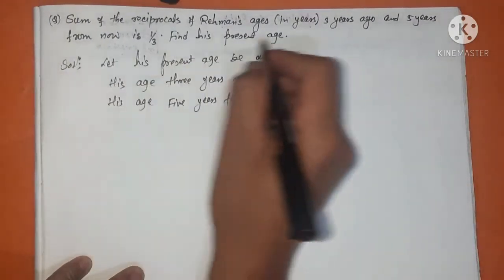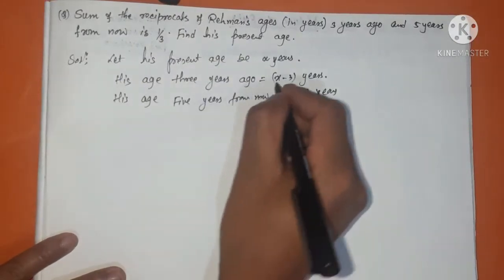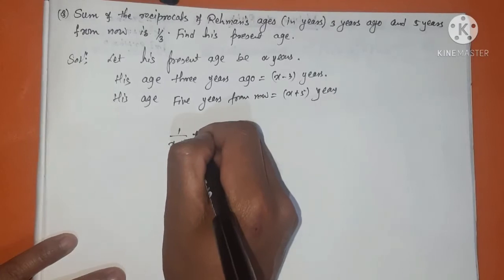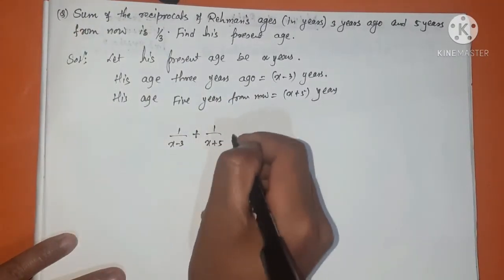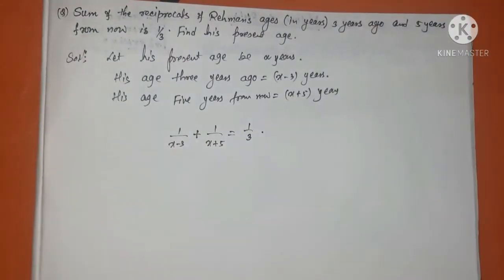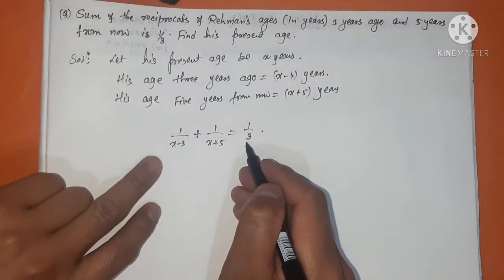Now as per the question, it says that the sum of the reciprocals of the age, that is 1 by x minus 3 plus 1 by x plus 5, is equal to 1 by 3. This is your condition. The sum of the reciprocals of Raman's age 3 years ago and 5 years from now is 1 by 3. Now this is a word problem, in which we reach this particular situation.